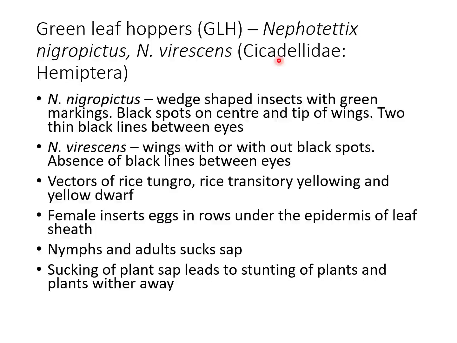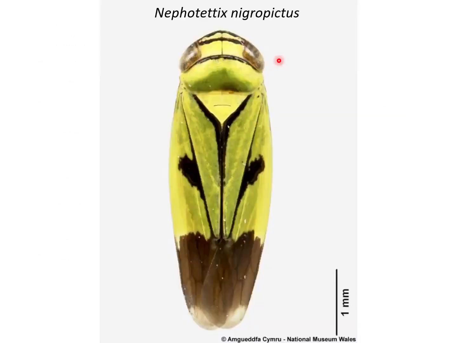But one typical feature is that the insect Nephotettix nigropictus is having two black lines between the eyes. See here, this is the compound eye, this is the compound eye, and you can see a black line connecting the compound eyes. Here also you can see a black line connecting the compound eyes. This is a typical feature, an identification character of Nephotettix nigropictus. It is greenish in nature with black spots on the forewing.